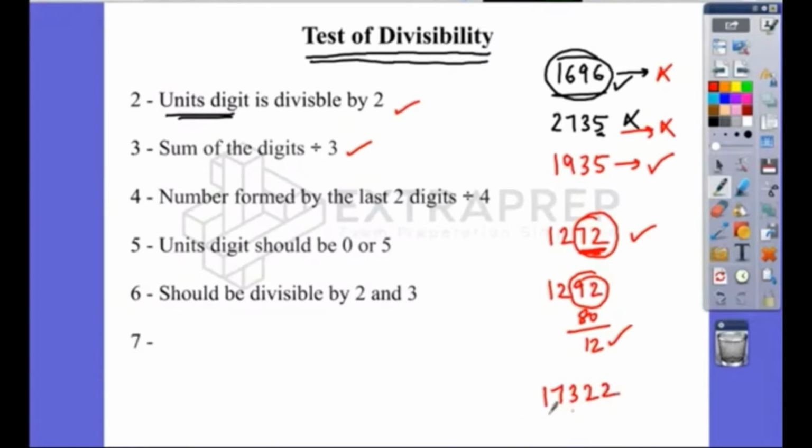2. Okay, let's check if this is divisible by 6 or not. It's definitely divisible by 2 because the last digit is 2. Then 1 plus 7 is 8, 8 plus 3 is 11, 11 plus 4 is 15, 15 is divisible by 3. So this number should be divisible by 3. So this particular number is divisible by 2 and 3. So it's definitely divisible by 6.